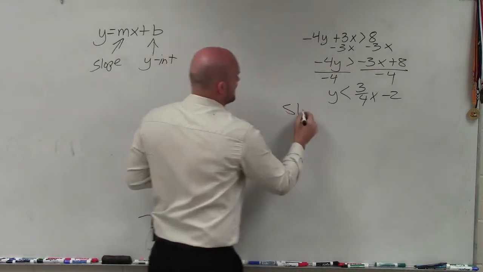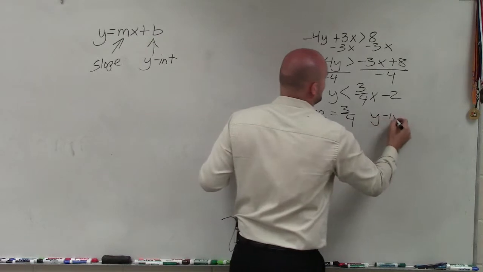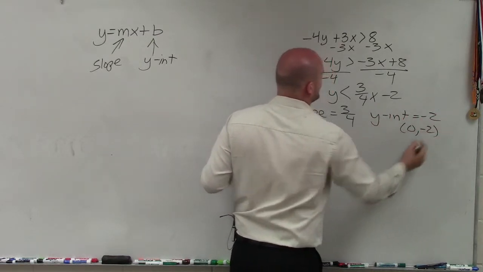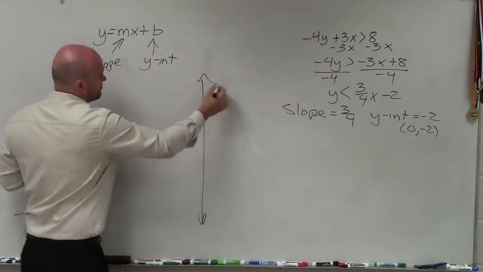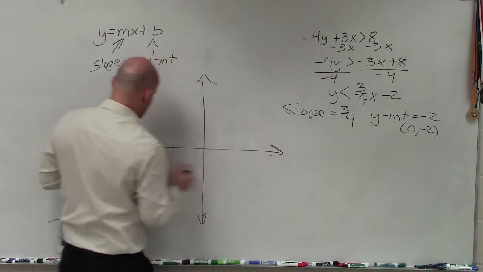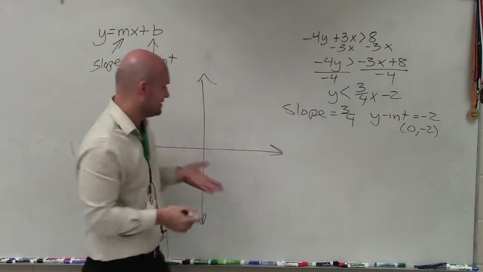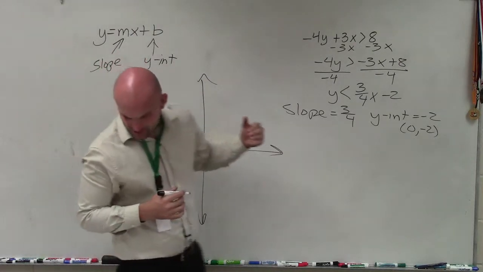Therefore, I can identify that my slope is equal to positive 3/4, and my y-intercept is equal to -2, which should also be written as the coordinate point (0, -2). To graph this, the first thing we always want to do is plot the y-intercept. That's the basic thing, and I see a lot of students who get into graphing and don't even graph the y-intercept. Plot the y-intercept, (0, -2), right here. Now I'm going to use the slope.